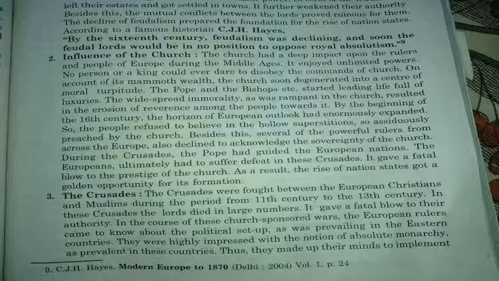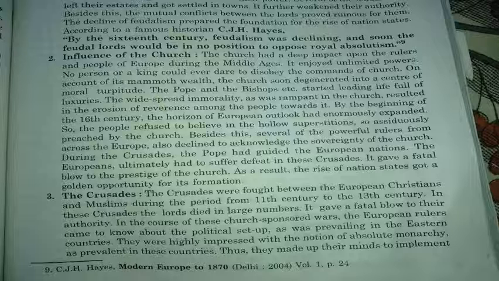On account of its mammoth wealth, the church soon degenerated into a center of moral turpitude. The pope and the bishops etc. started leading a life full of luxuries. ऐशोआराम की जिंदगी थी. The widespread immorality that was rampant in the church resulted in the erosion of the reverence among the people towards it.